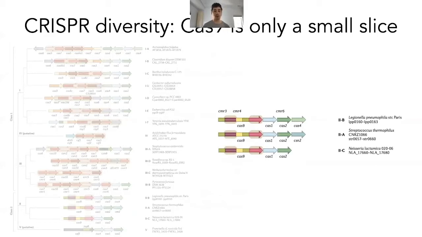This really starts to beg the question, how do we discover new CRISPR systems? How do we use these new CRISPR systems to develop diagnostics and therapies? And what else might be out there?